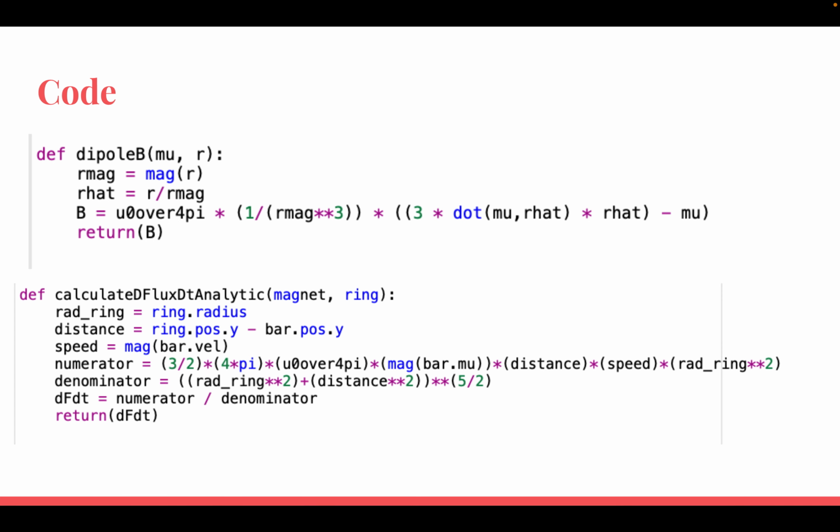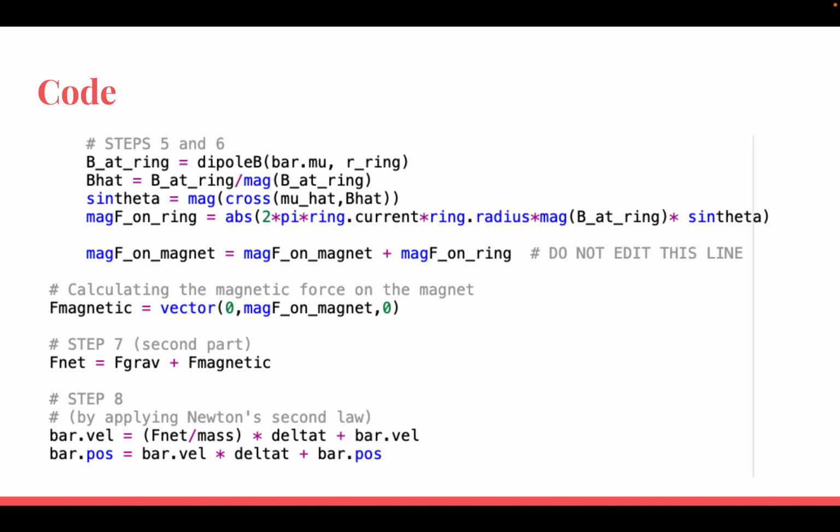So this is just the code snippet that represents the dipole formula. So we're going to be using the formula to calculate the flux, and that will help us with the next portion of the code, which is calculating the magnetic force and also the relative velocity and the position, which will be an application of Newton's second law as well.